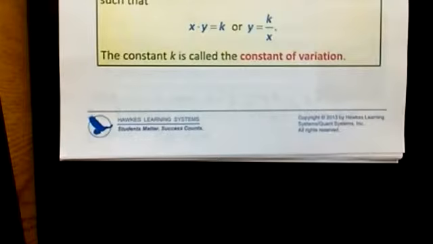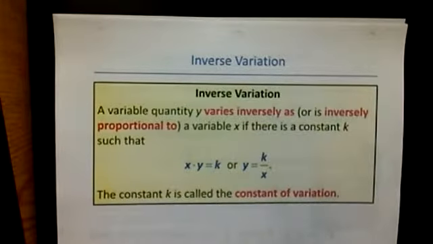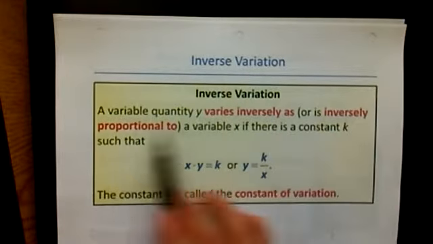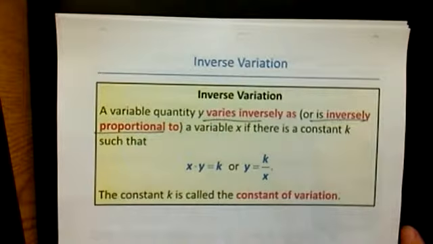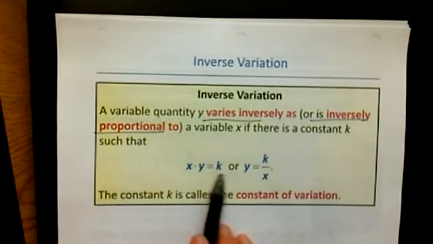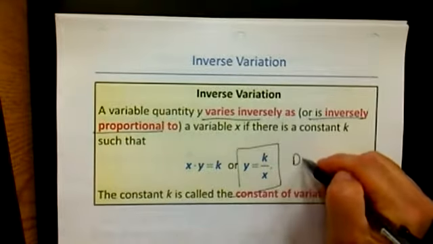The next variation is inverse variation. What does it mean when we invert something, if you think of it that way? If you invert it, it means you flip it over, okay? So it says the variable quantity y varies inversely or is inversely proportional to, and you will see either one of these in your story problem, a variable x, if the constant term k is such that x times y equals k, or y equals k over x. So this is a division.